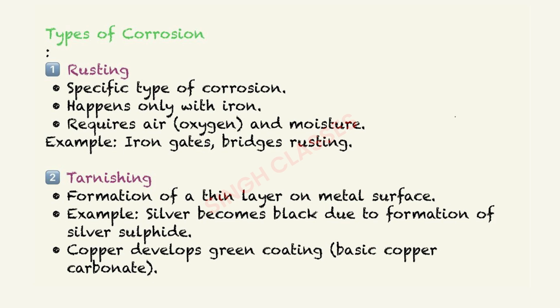2. Tarnishing. Formation of a thin layer on a metal surface, such as silver becoming black or copper developing a green coating. Rancidity. Oxidation of fats and oils in food, causing bad smell and taste. This is an oxidation reaction, not metal corrosion.